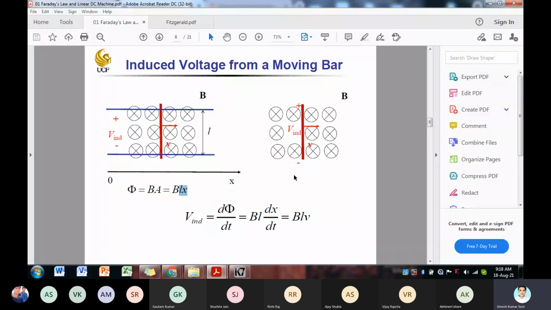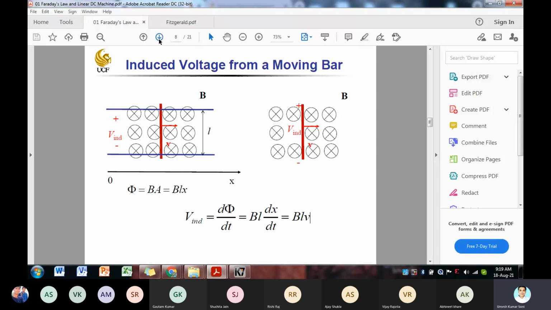Okay, so this induced EMF depends on the magnitude of the magnetic flux density B, as well as the velocity of the conductor. Okay, so here you can see that d phi upon dt, if you take BL into dx upon dt, is equal to BLV. So now this is for the case of a generator.